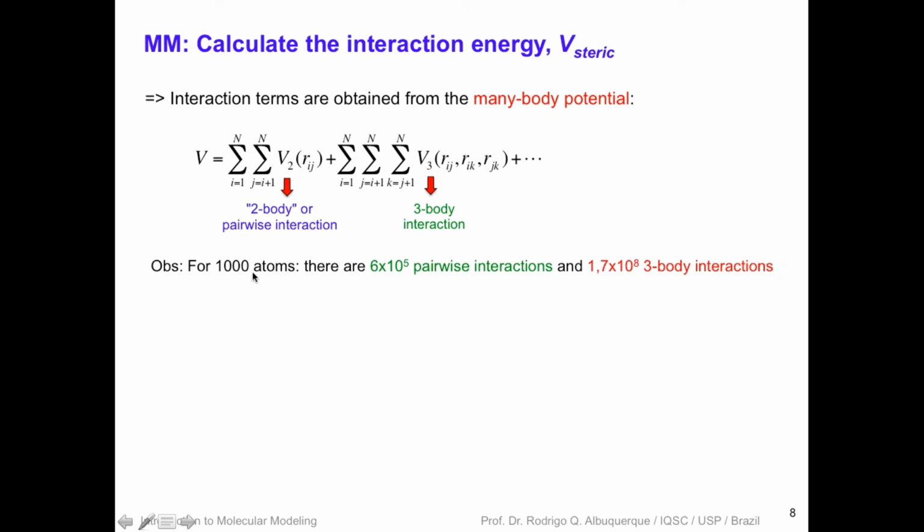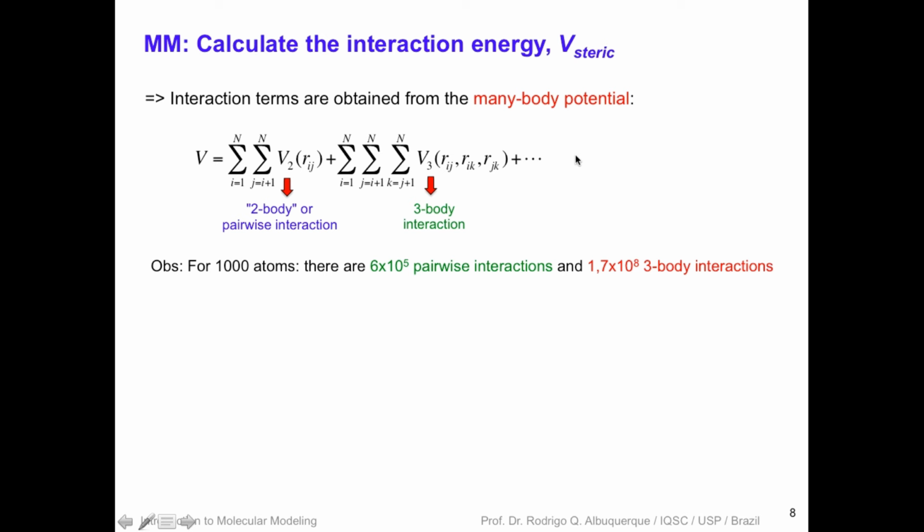If you have 1,000 atoms, there are 6 times 10 to the power of 5 pairwise interactions, or two-body interactions. So this first summation would have this many terms, which is a lot. And the second summation, the second term, would be composed of 1.7 times 10 to the power of 8 three-body interactions. So the second term here would be giant, and V4 would be even larger.